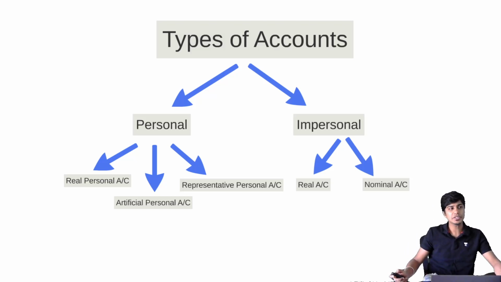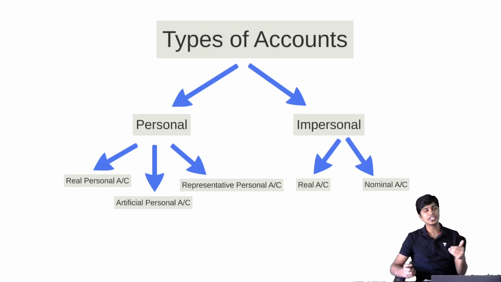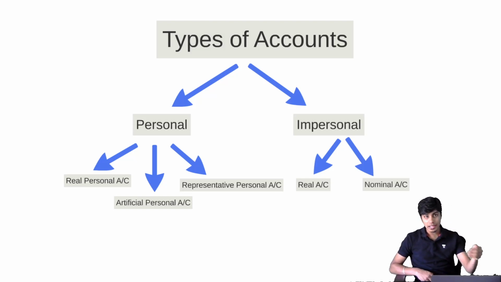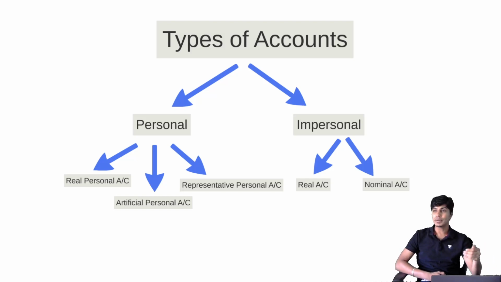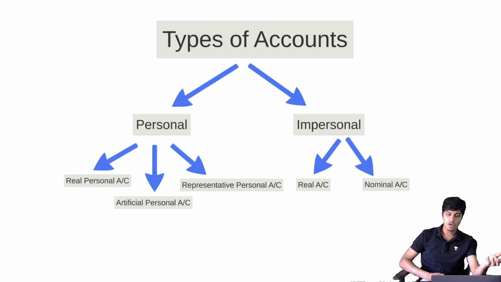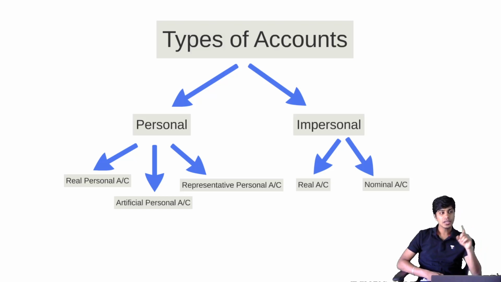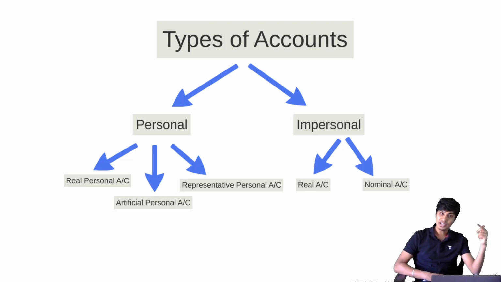If it is artificial personal account, it is in relation to the persons who are created by law. For instance, bank, cooperative society, a company, an LLP, a trust, an association of person, body of individuals, all of these are artificial persons. And representative personal account is an account which represents a person, whether real or artificial.